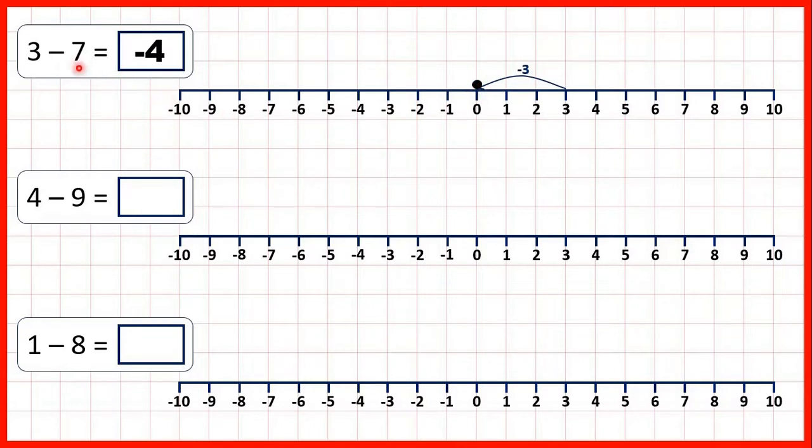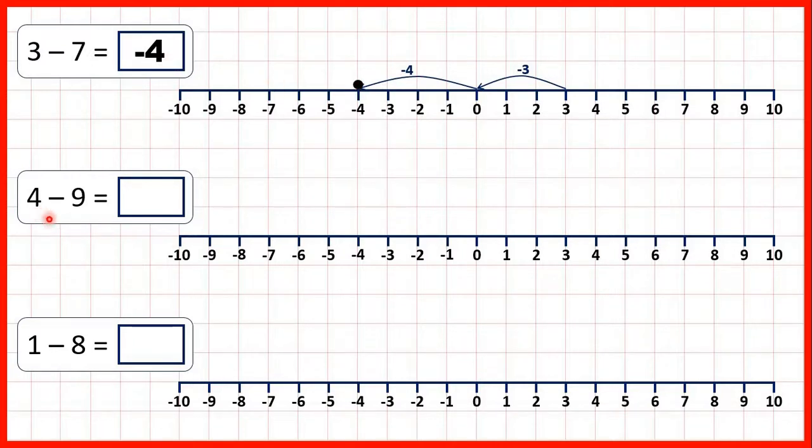But then, because we need to subtract 7, we need to subtract another 4. Because if we subtract 3 and then subtract 4, we've subtracted 7 altogether. And 0 minus 4 is minus 4, so that's our answer.